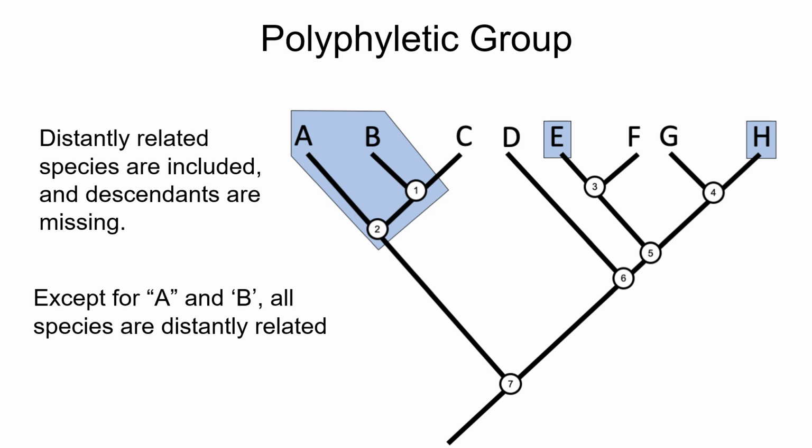So here you can see A and B, they're fairly closely related, but we're trying to include E and H as well. And E is very distantly related to A and B. H is very distantly related to A and B. This doesn't work. And in fact, if we wanted to go all the way back to our common ancestor, we'd have to go all the way back to node 7. And if we did that and we wanted to make a monophyletic group, we of course would have to include C, D, F, and G as well.